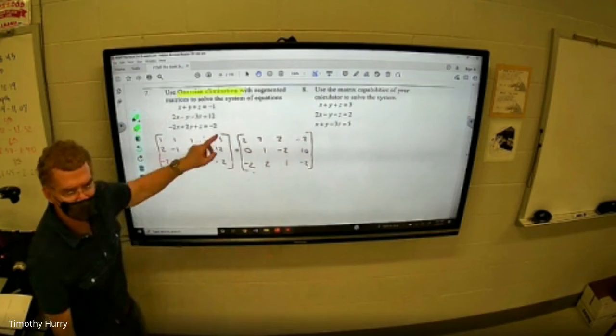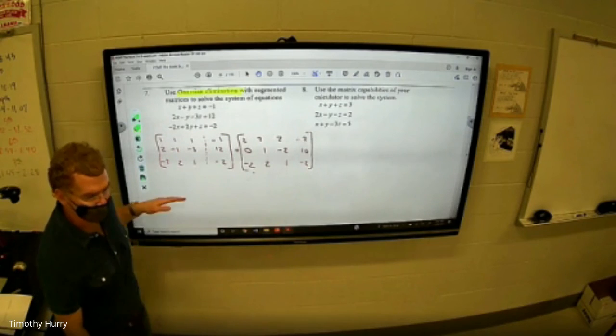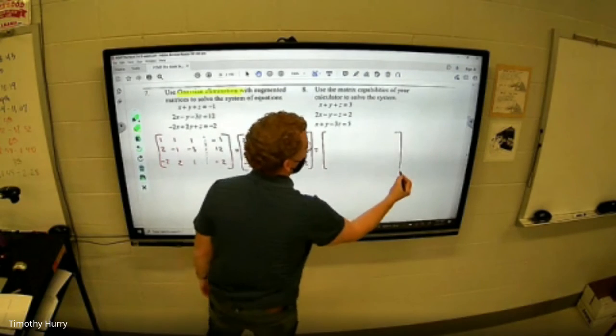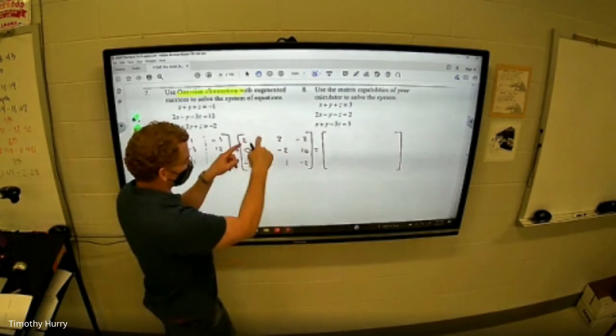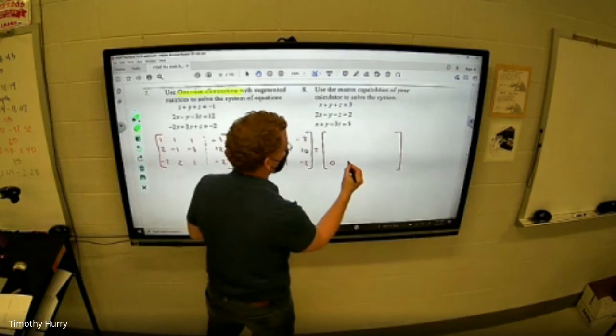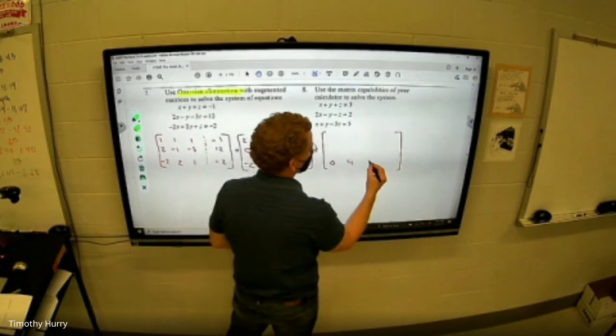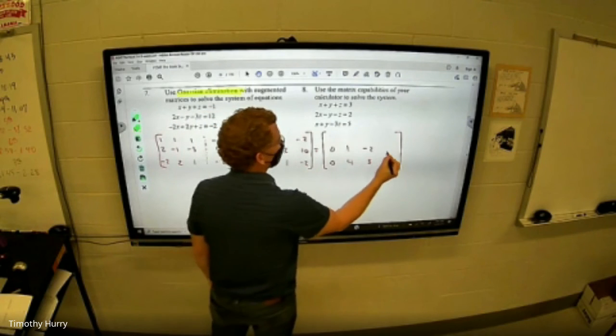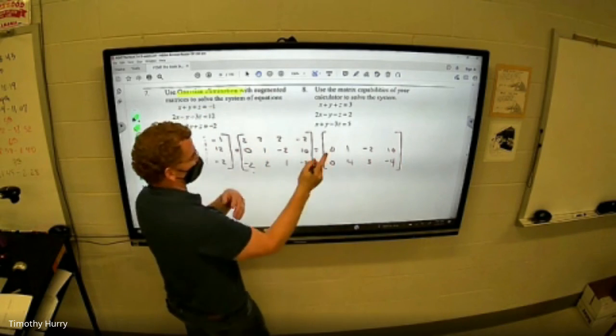Now could I add row 1 and row 3 and replace row 3? All right, so I'm taking maybe a little bit more time than I normally would. But that gives me 0, 4, 3, negative 4. Copy everything else. I hope this feels okay. And then I'm going to go back and divide by 2.